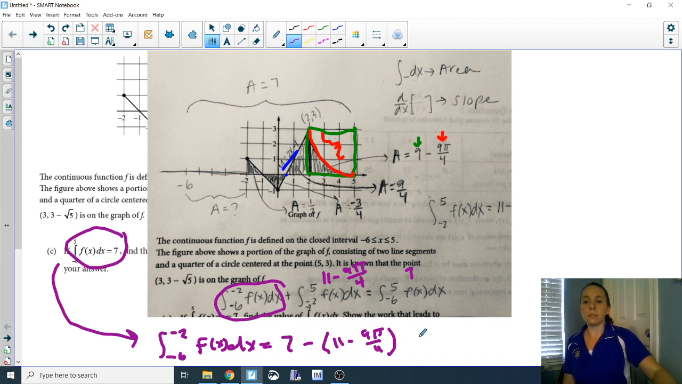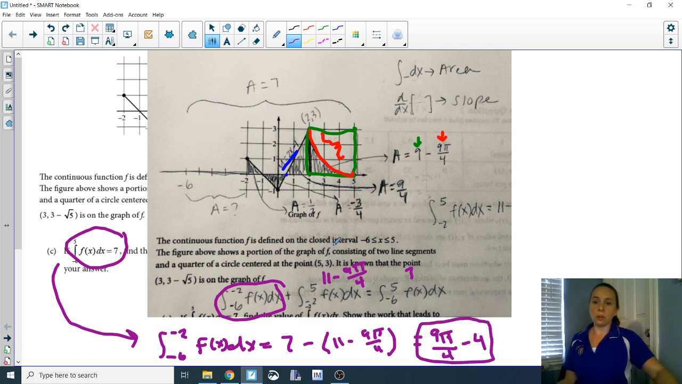You could simplify. I just couldn't help myself. I distributed the negative through. Make sure to distribute that negative to the negative 9 pi over 4, and I decided to write my final answer like this: 9 pi over 4 minus 4. 7 minus 11 is -4. Okay, so that's the answer to part C. That's my final answer. And it said show the work that leads to that answer, and we did.